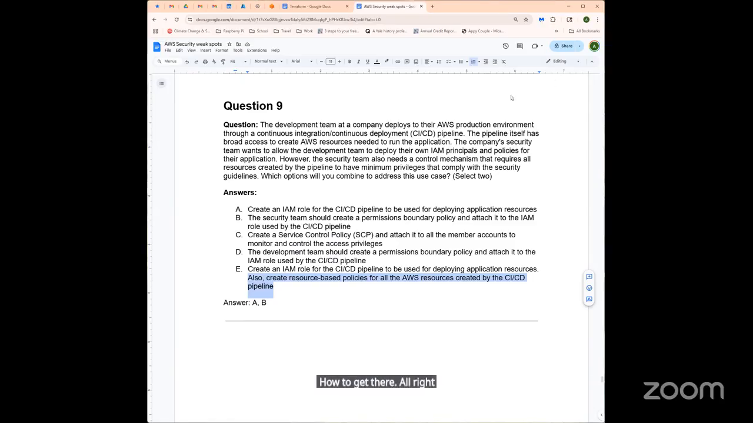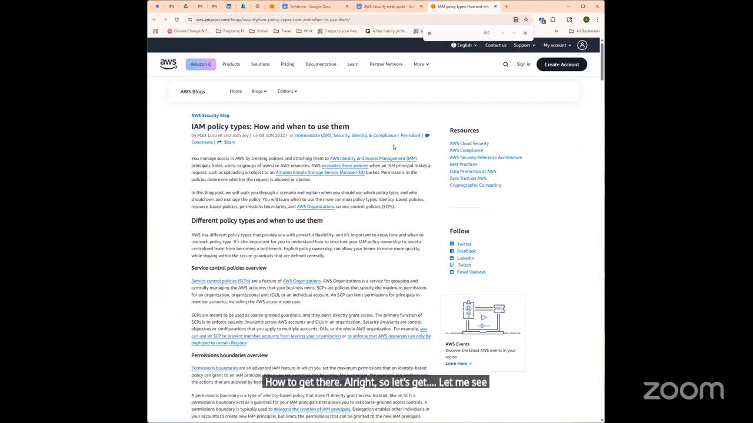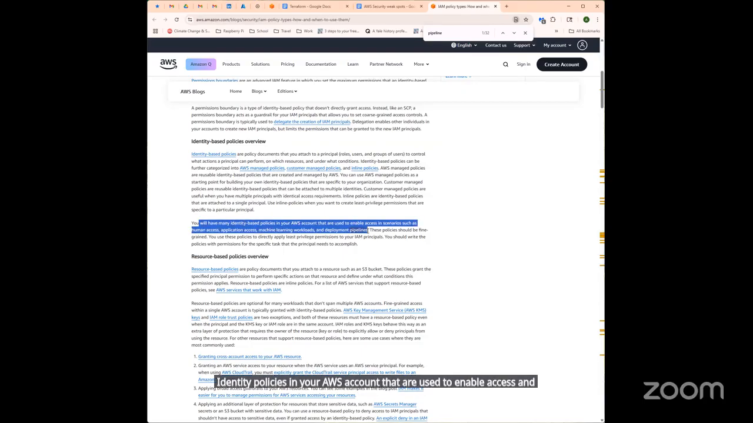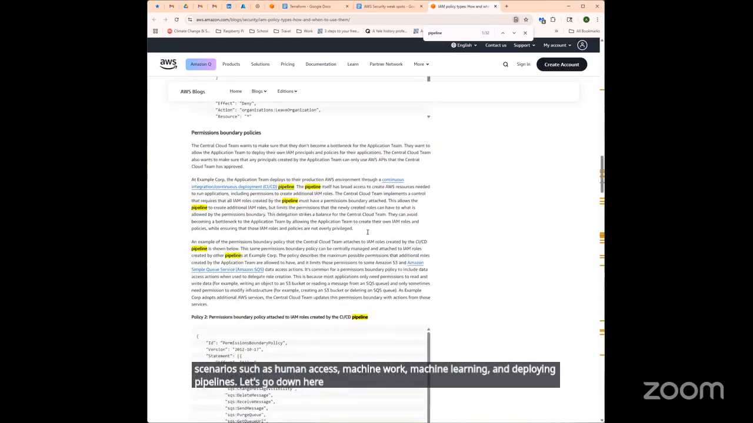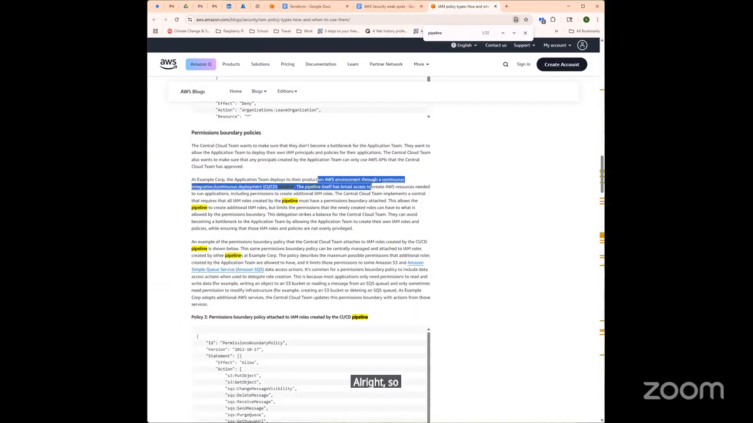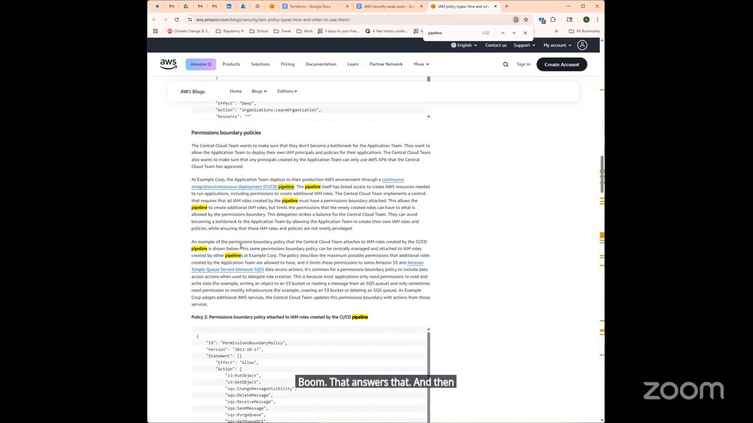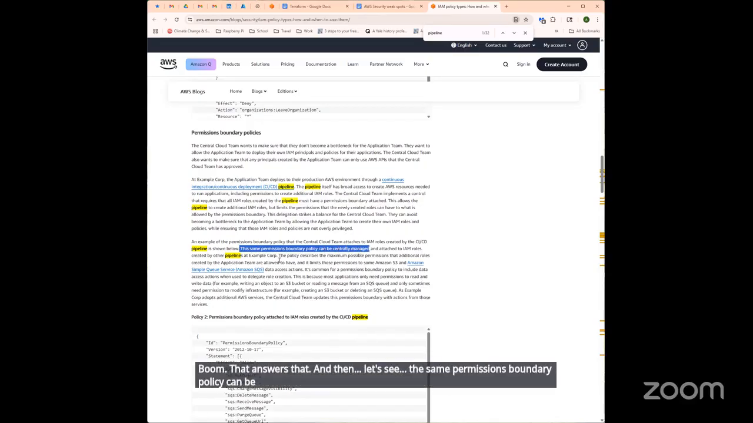All right, so let me see. Okay, so you'll have some information here. Identity policies in your AWS account that are used to enable access in scenarios such as human access, machine learning, and deploying pipelines. Let's go down here a little bit more. All right, so you want to integrate a pipeline with the CI/CD pipeline. Okay, requires IAM roles, have a permissions boundary attached. Boom, that answers that. And then the same permissions boundary policy can be centrally managed and attached to IAM roles created by other pipelines at the corporation, which works for this.